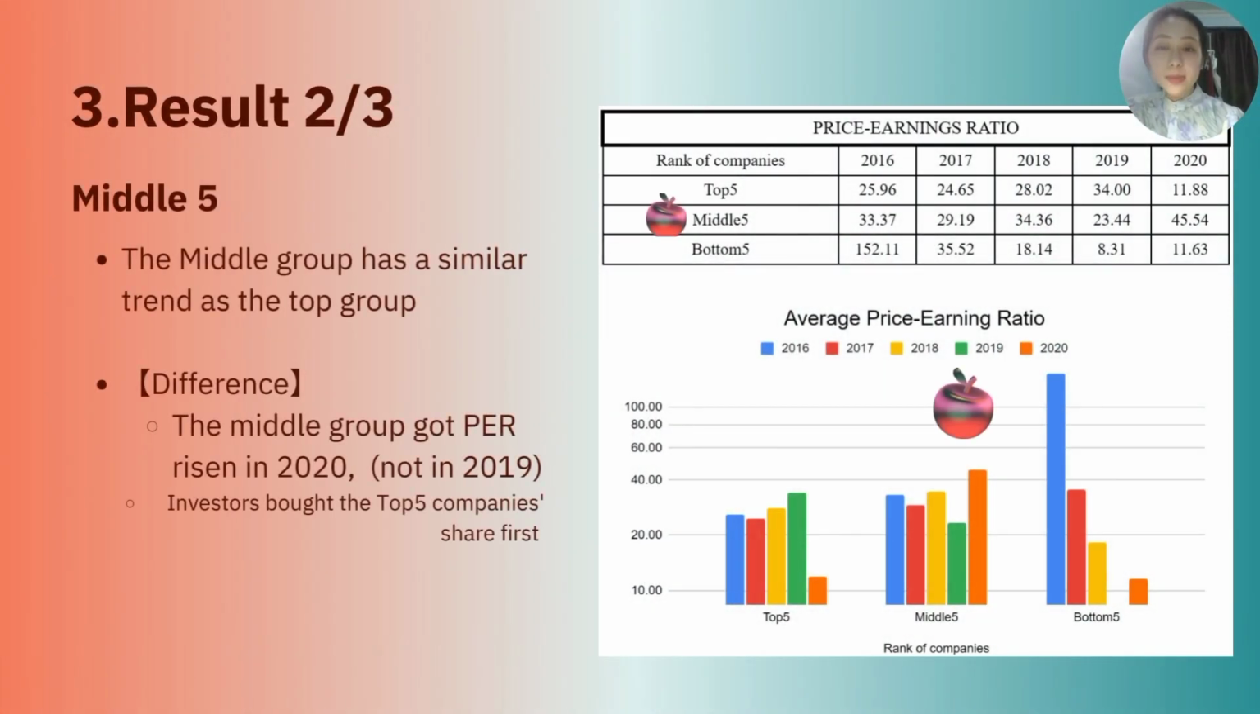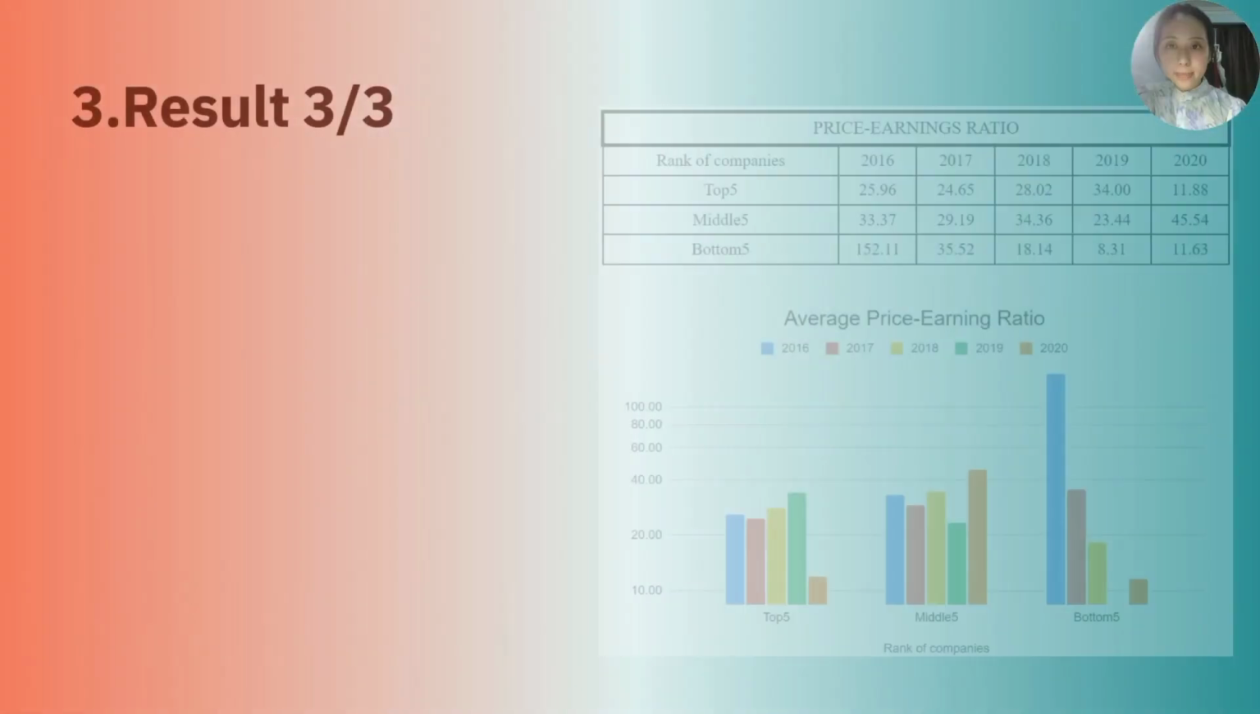The middle group has a similar trend as the top group. One difference can be observed in the timing of a rise in PER. The middle group got PER improved in 2020, while the top group did it as early as 2019. Because investors prefer the top group companies to the middle groups for their financial stability and lower PER, they started investing in the top group companies.